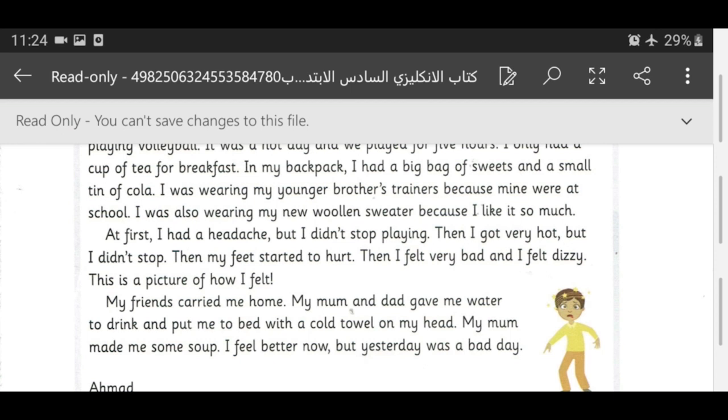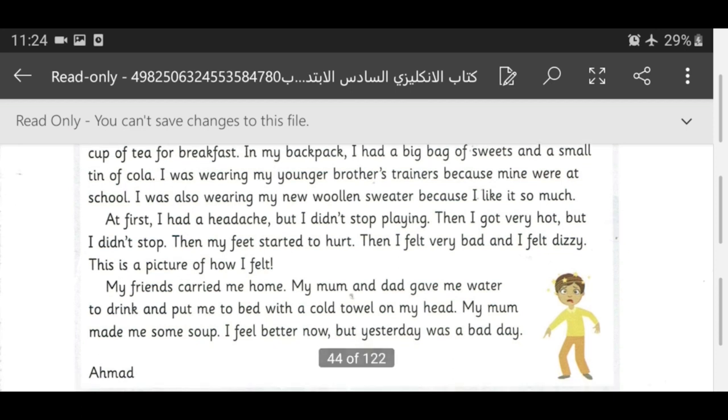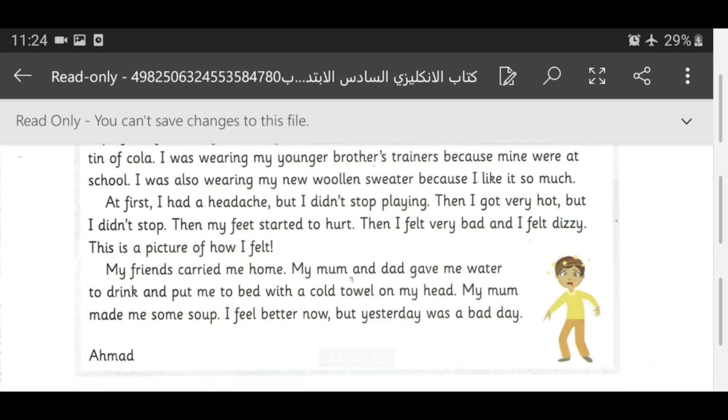At first I had a headache. But I didn't stop playing. Then I got very hot. But I didn't stop. Then my feet started to hurt. Then I felt very bad and I felt dizzy.